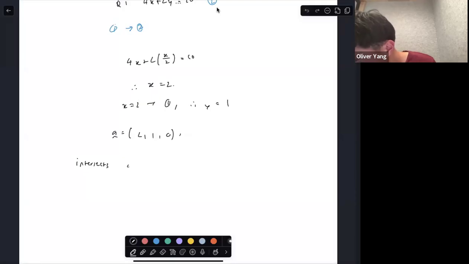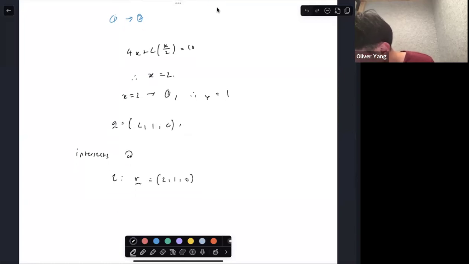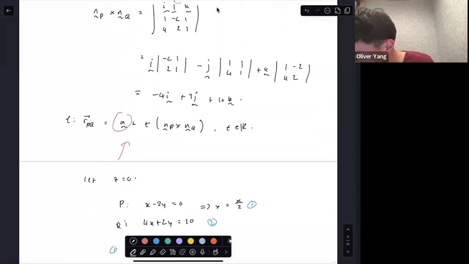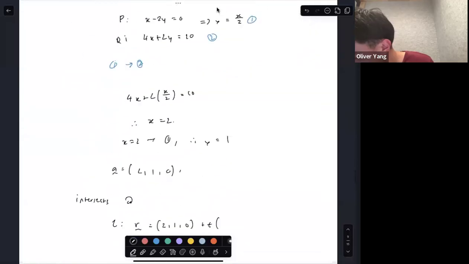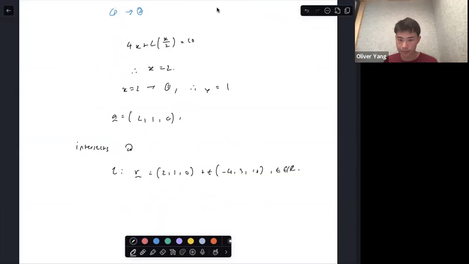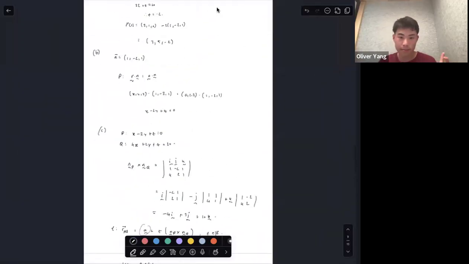So the line L is R equals 2, 1, 0 plus T, and then we'll get our cross product, -4, 3, 10, and T is an element of the reals. Okay, so that's basically it.